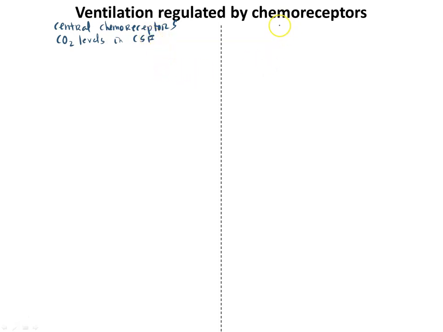Now, there are also peripheral chemoreceptors. They're in the periphery, specifically in two major arteries, carotid and aorta. They can measure carbon dioxide, oxygen levels, and hydrogen ion levels in the blood. So this is two major fluids in our body: the periphery, blood; central nervous system, cerebral spinal fluid.